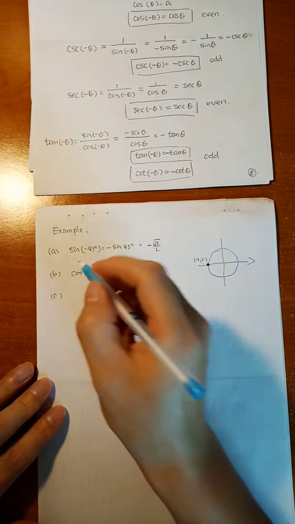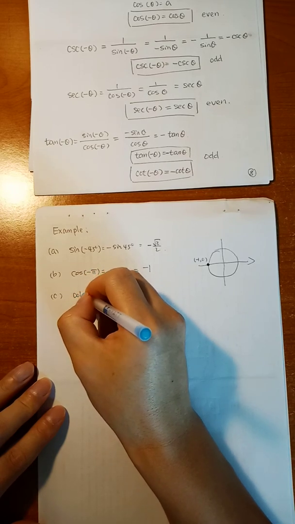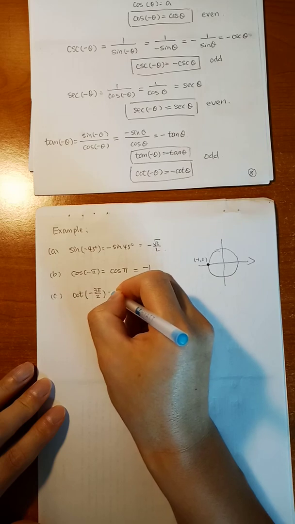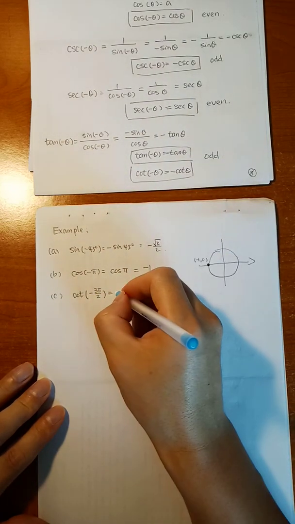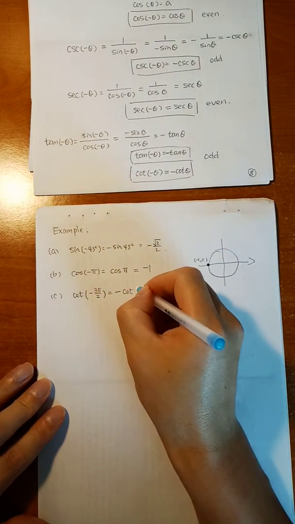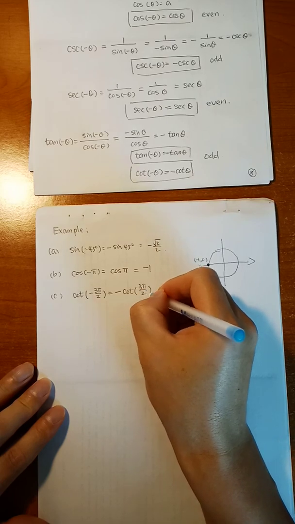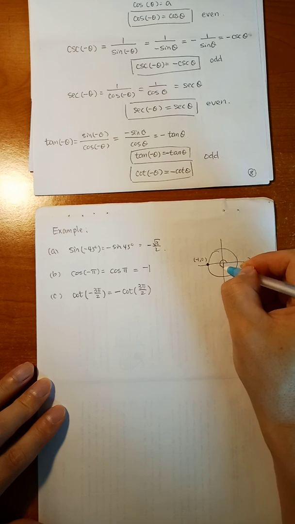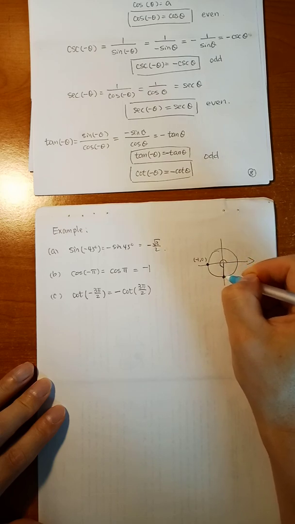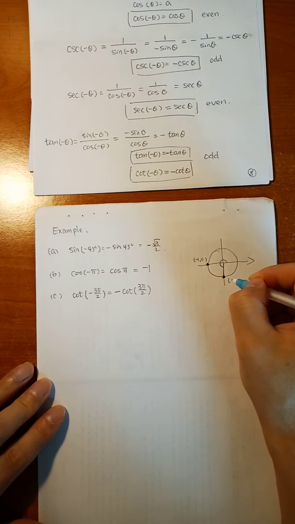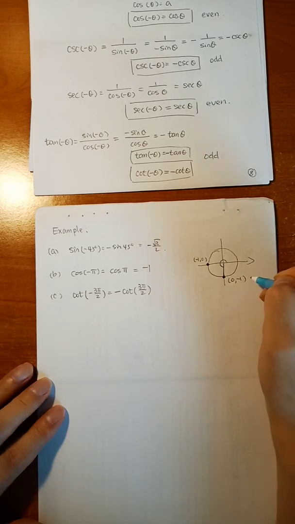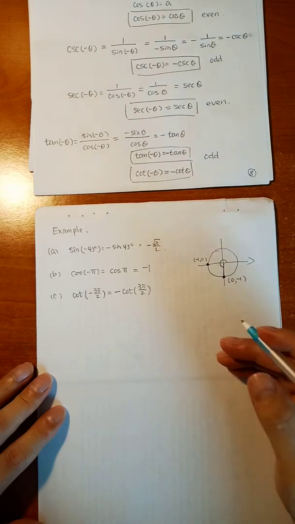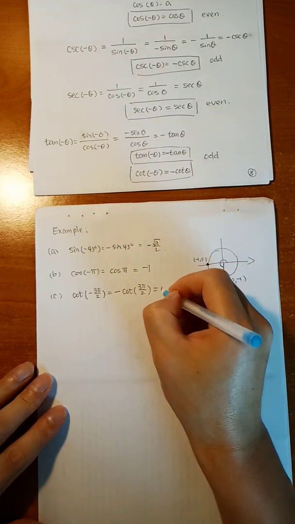C, cotangent of -3π/2. Cotangent is an odd function. You move the negative sign forward, and you get cotangent 3π/2. 3π/2 is here, and this one has coordinates 0, -1. And the cotangent is A over B, and A over B is equal to 0.